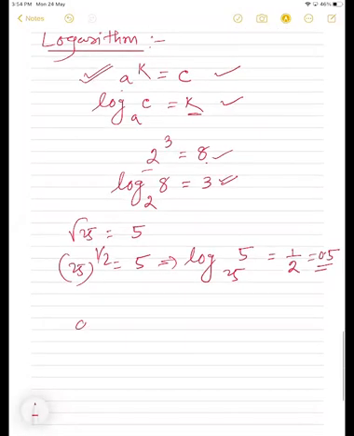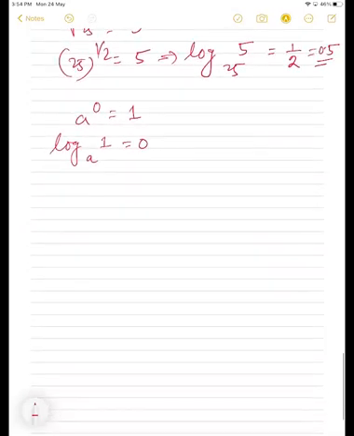Achha. A to the power 0 is equal to 1, no, students? If I write log 1 of base a, it is equal to how much? 0. Getting now what I mean to say? So that means you can write it generalized, you can write logarithm, right?